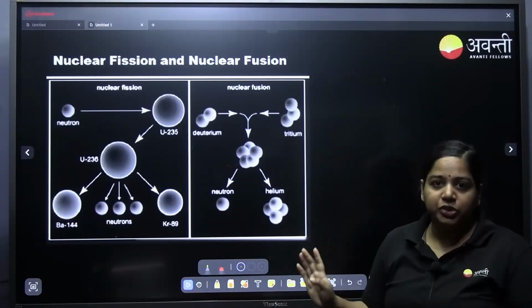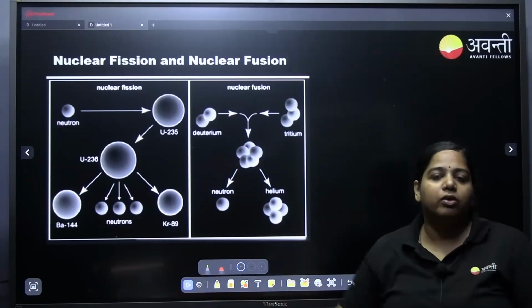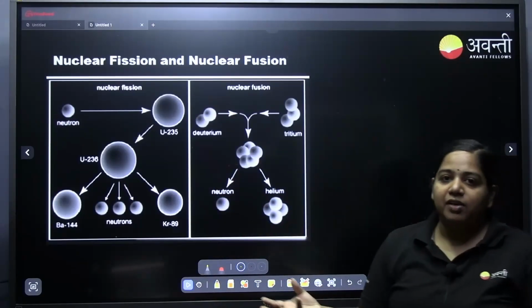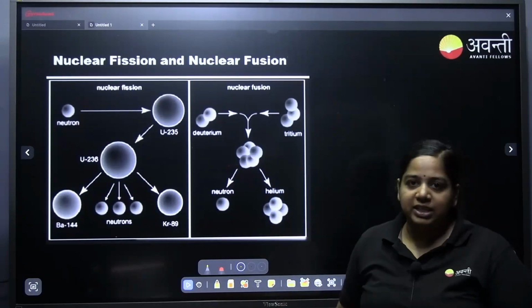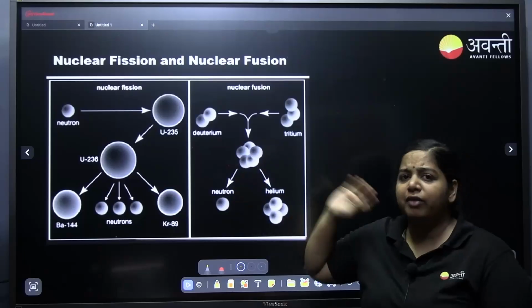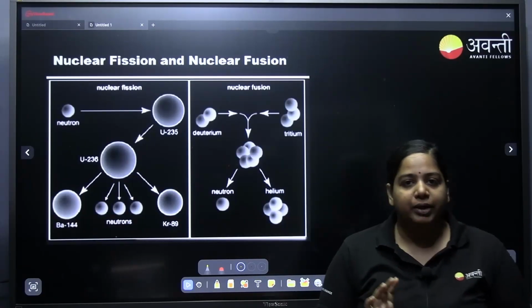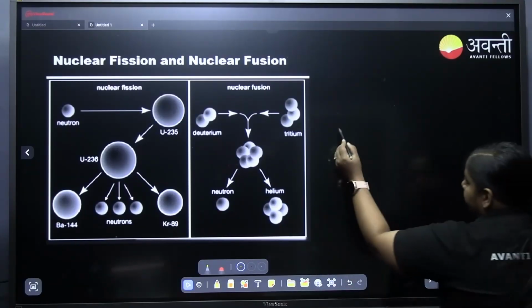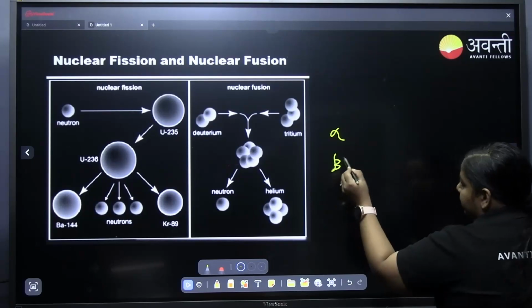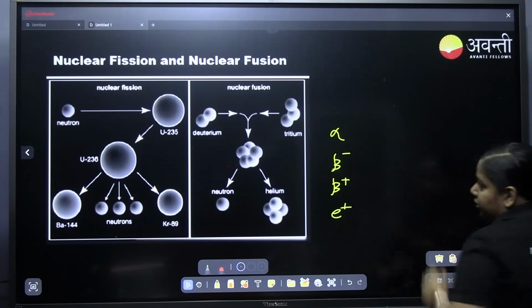Same for fusion also. Fusion, lighter nucleus. We saw that lighter nuclei are also unstable. They will combine together to form a heavier nucleus and become stable. Here also you have to see only one thing: before and after, mass number and atomic number are the same. Apart from this, you need to know what is alpha particle, beta minus particle, beta plus particle, positron.